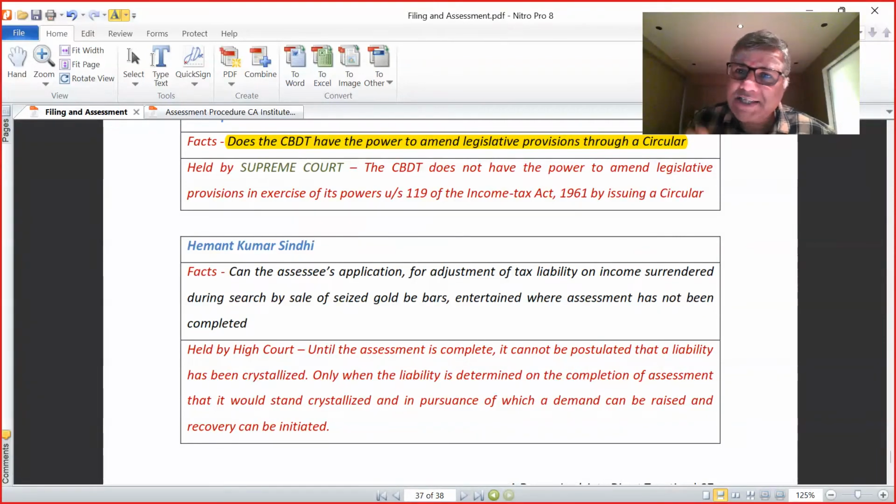Okay, the assessment order should be in writing and should be communicated to the assessee, should be sent to the assessee. Now, draft order, final order, everything you studied, modified order, revised order, but the assessment order should be in writing and it should very clearly state how I came to that particular conclusion.